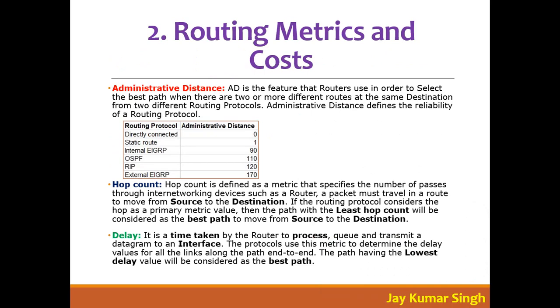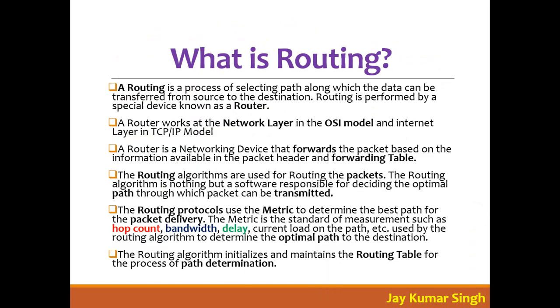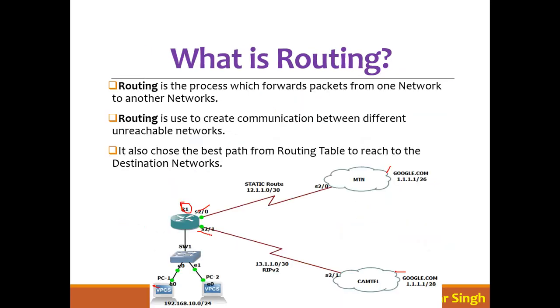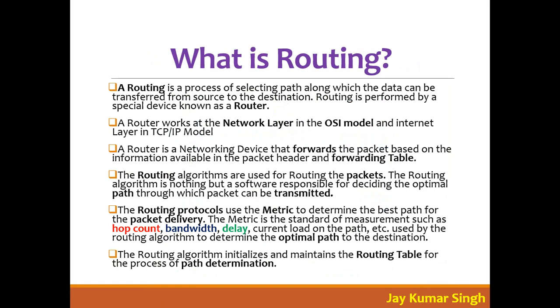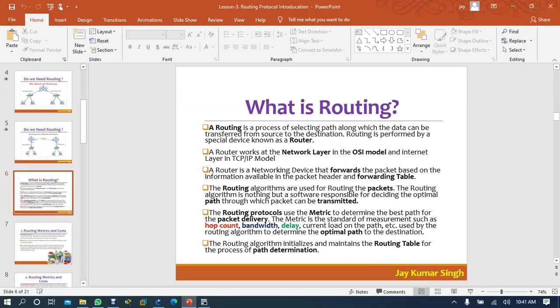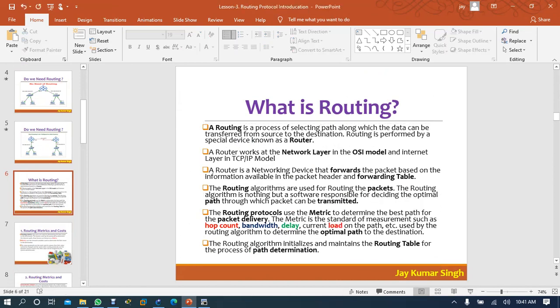So in a metric we have a few elements. We have hop count, we have bandwidth, we have delay, we have load. Load means the link load, meaning how busy the link is. If the link is busy, your network will be slow.